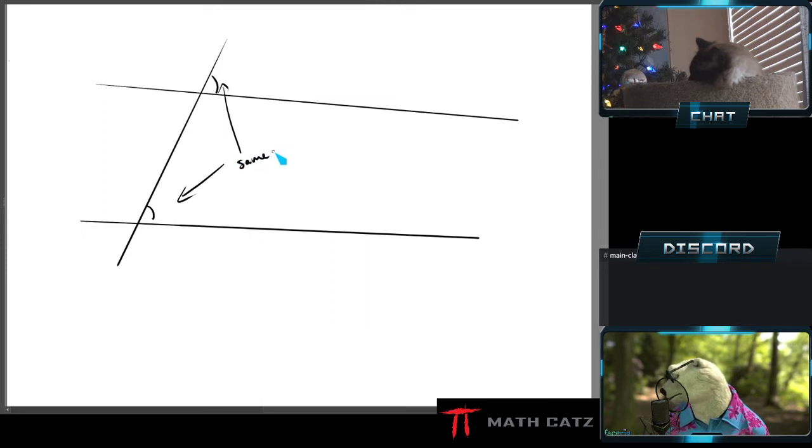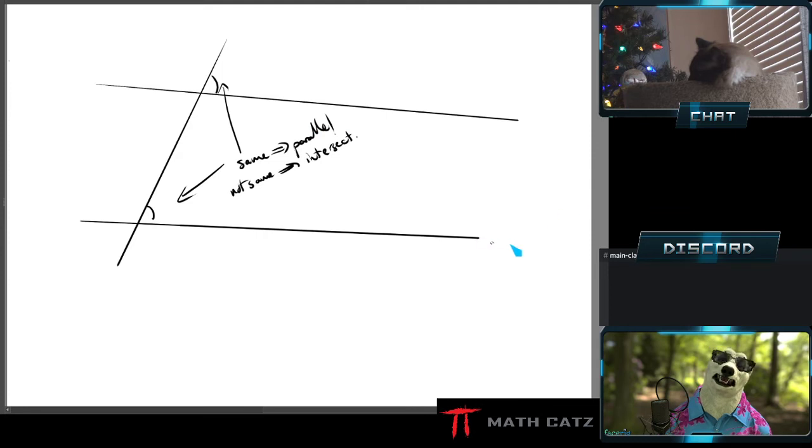Same means parallel. Not same means those 2 lines will intersect at some point. If they're close, it might take a long time to intersect, but they will. Train tracks have to be parallel. So if I draw any intersecting line across both of them, that angle has to be the same. And that's going to give us the method for constructing another parallel line.